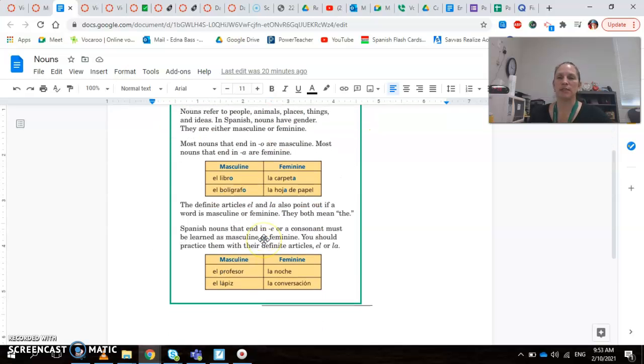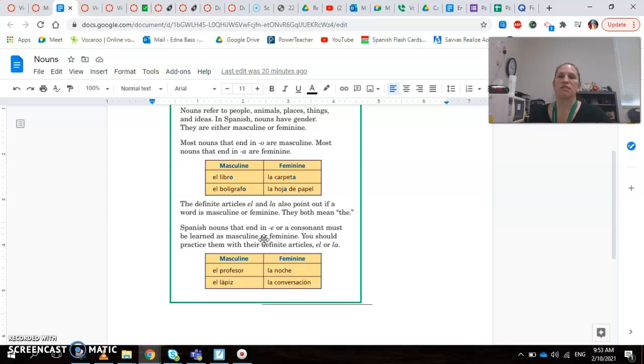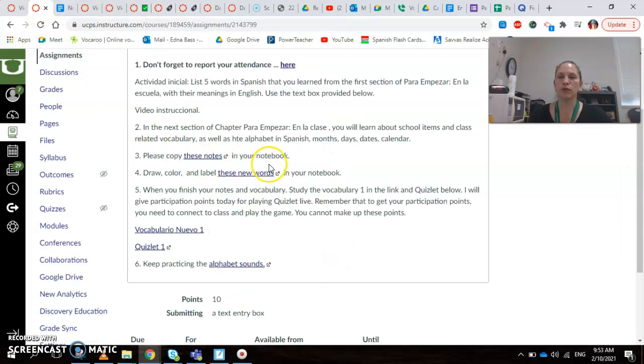You're going to copy these notes. It's just nouns, the same in Spanish and in English: names of animals, places, things, ideas, etc. The only thing that we're adding is that they have a gender, masculine or feminine. And please, you need to draw these charts in your notebook. That's the notes for your notebook. Then you're going to draw, color, and label these new words in your notebook.